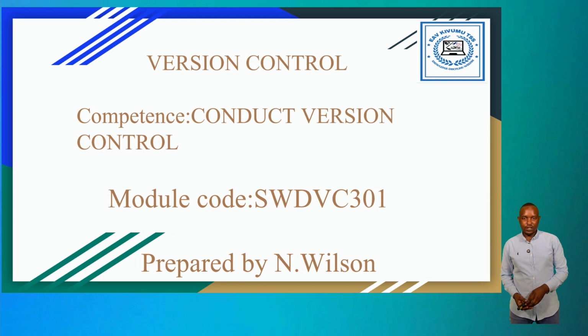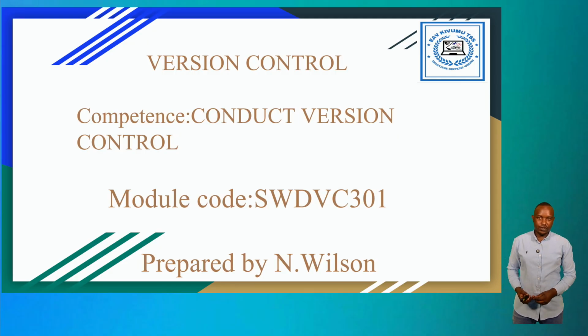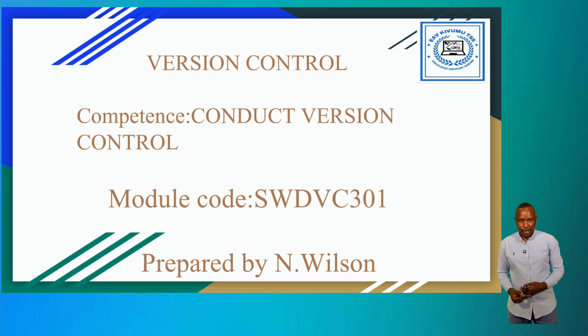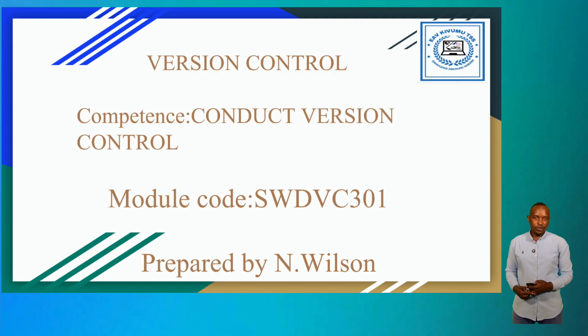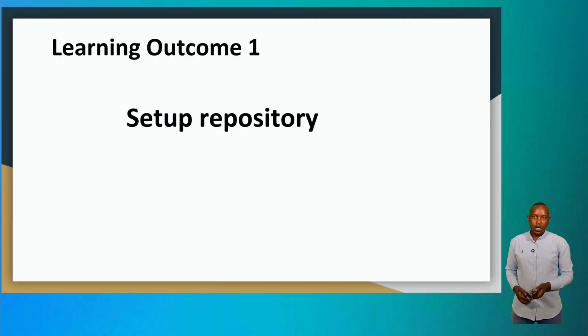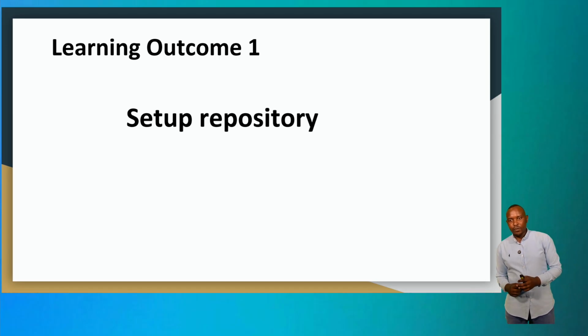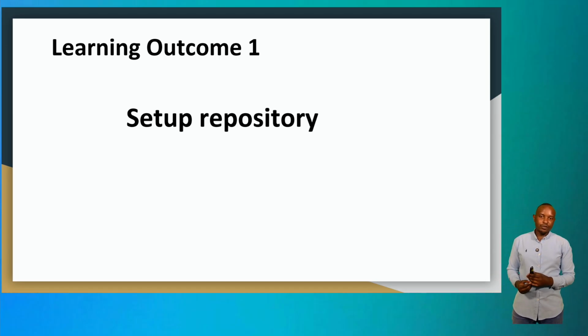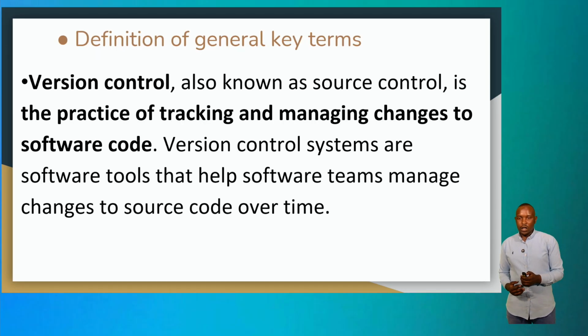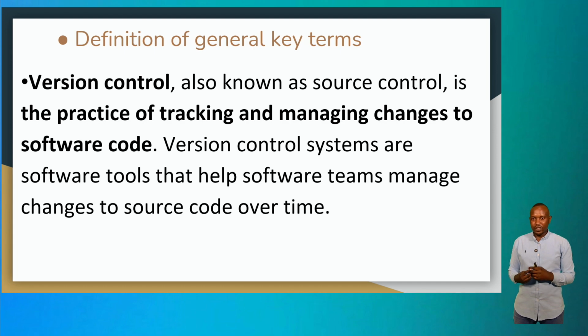Today we are going to start a new module called Version Control. I'm Trainer NIWILSON, and I will teach you the module called Version Control. In this module you will learn three learning outcomes. We will start with learning outcome 1, setting up a repository. Let's start with some of the definitions we use in this module.